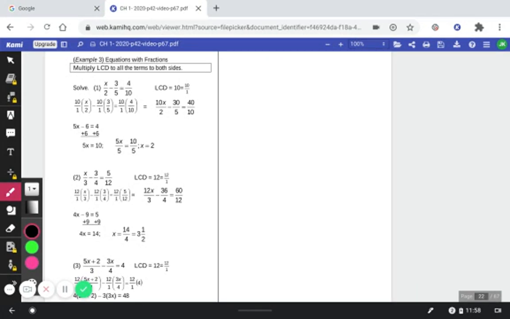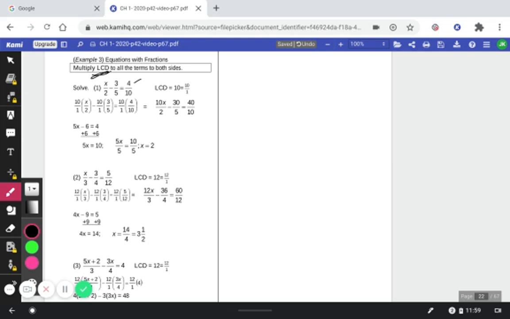Now these examples are equations with fractions. So we call this a fractional equation. Whenever you have a fractional equation, one of the ways you solve this easily is to multiply the LCD, least common denominator, to all the terms on both sides, every single term. So when you have a problem like this in number 1, x over 2 minus 3/5 equals 4/10. This is a fractional equation and it looks scary.